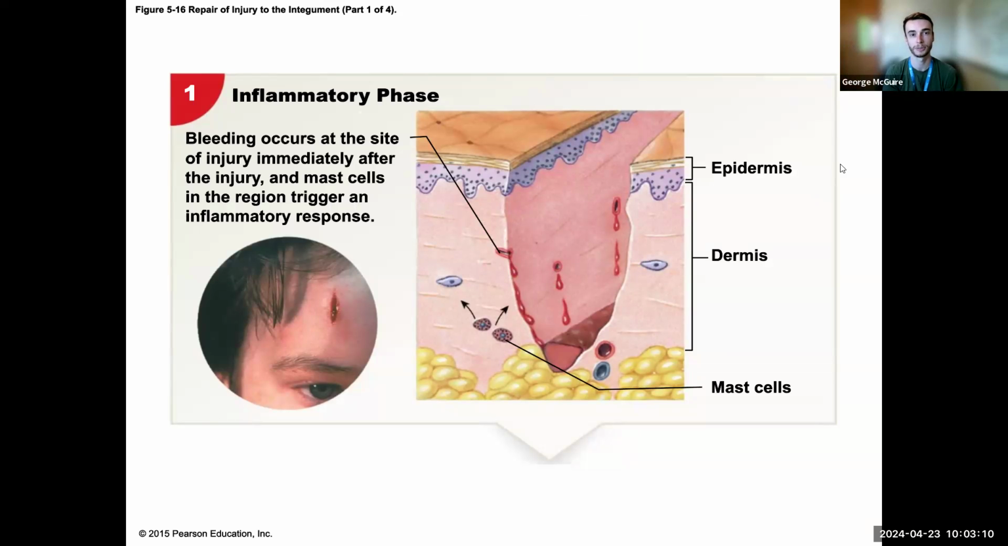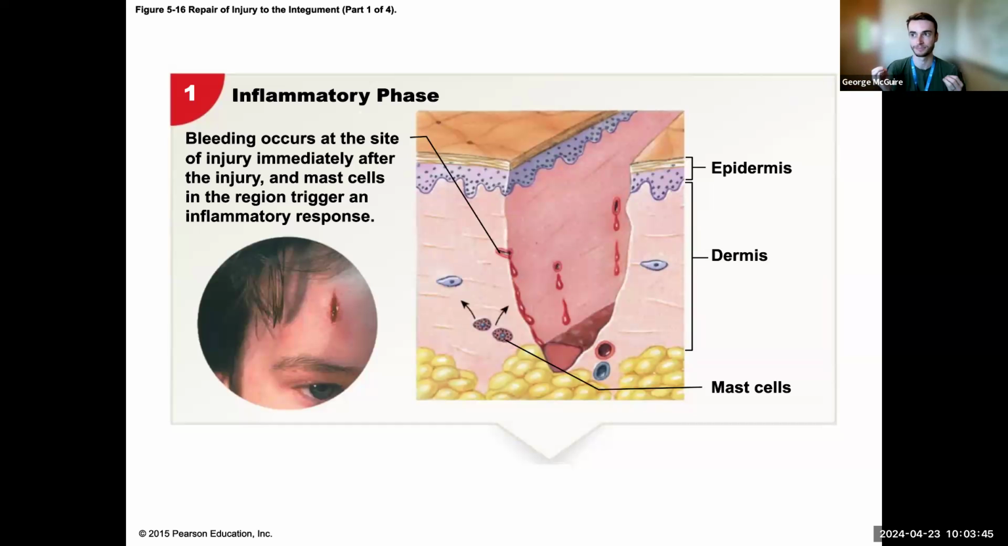So immediately, our response to damage, to injury is inflammation. So mast cells near the area of injury are going to start producing a protein called histamine, which causes your blood vessels to dilate or open up, which recruits all of our other immune response blood cell types to the area to start forming protective networks.